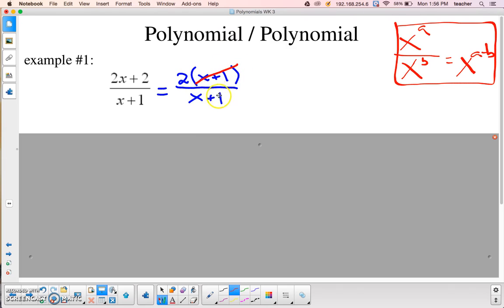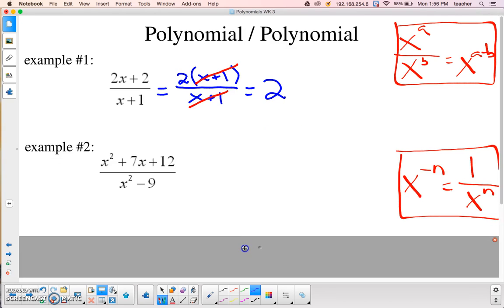So that x plus 1 can cross out with this x plus 1 because anything over itself is equal to 1. What I'm left with is 2 times 1, which is just 2. Nothing's in the denominator. If that 2 was left in the denominator, I would simply put a 1 as a placeholder in the numerator so that my answer would be 1/2.